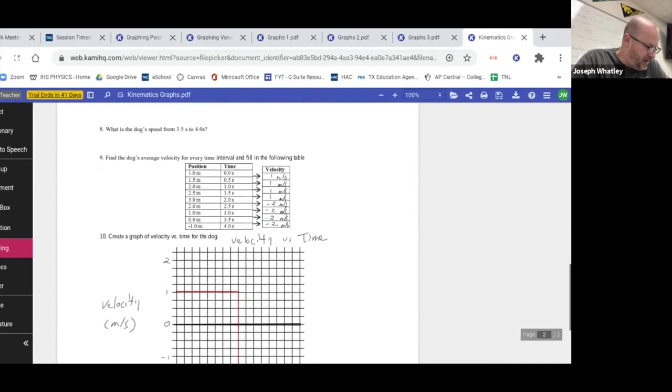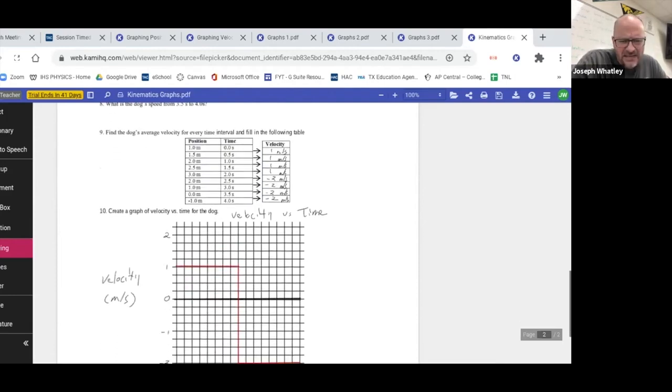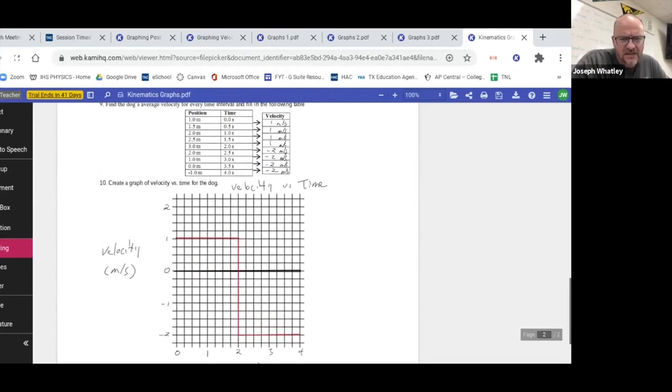And then I graphed the dog's velocity. I hope you can see it. It's the red line. It starts at 1, and then at 2 seconds, it goes from +1 down to -2. It's the red line on top of the black. It might not be the easiest thing to see, but we also want to make sure we're labeling the graph, labeling the axis, putting the units in, and putting the appropriate intervals along the way.